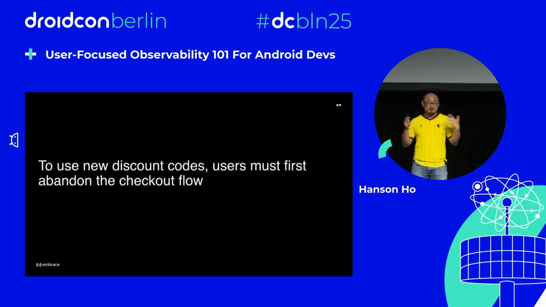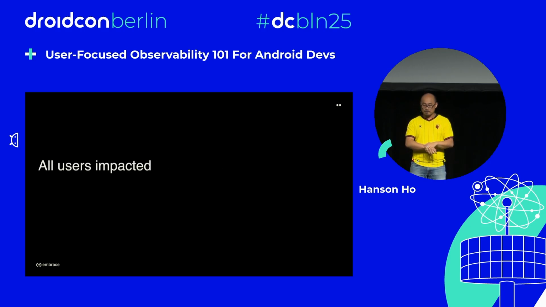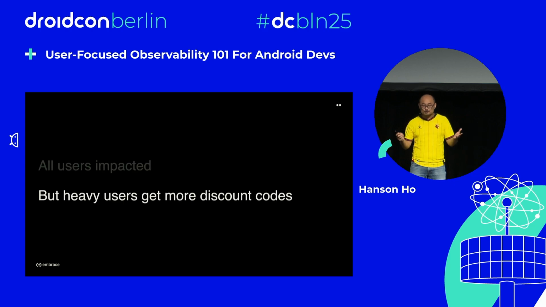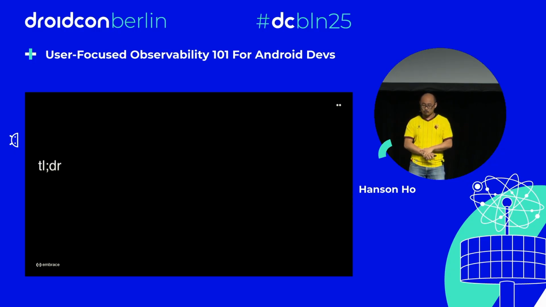So basically, every time a user tries to use a new discount code, they have to abandon the workflow first before actually coming back and using it. So every purchase with a discount code means you have to first fail. That's why the rate crashed. All users are impacted, but heavy users are more impacted because they get more discount codes. So the data becomes more glaring and becomes statistically significant. So they would disproportionately impact.